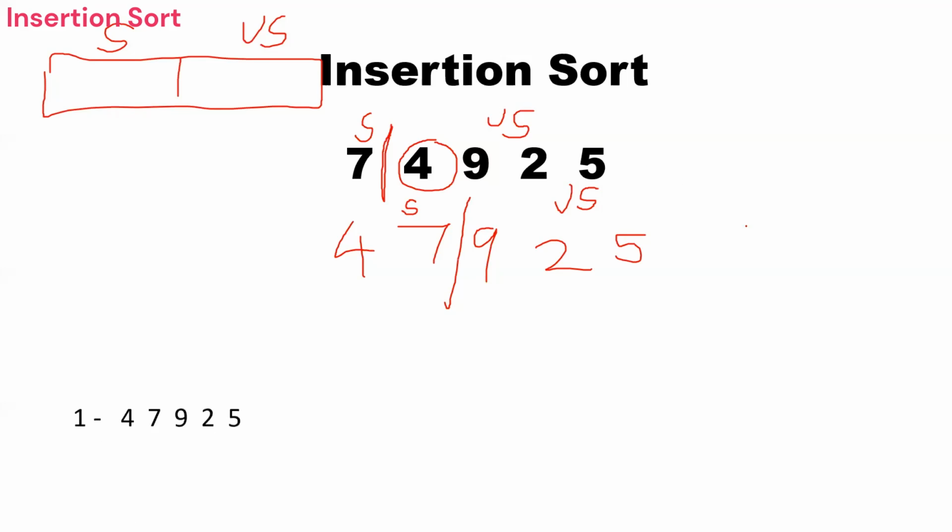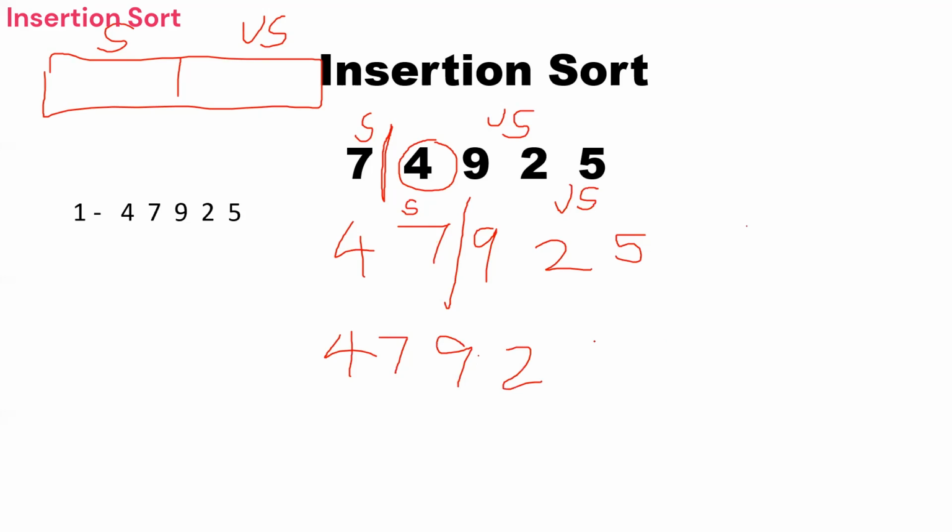So this is the first iteration. It was 4, 7, 9, 2, 5. Now in the second iteration, we're going to check if 9 is greater than 7. Yes, it's greater. So we can directly put 9 after 7, because we already know we don't need to check it with 4: if 9 is greater than 7, it has to be greater than the first element, which is smaller. So this is the same thing, and this will be the sorted list. This will be the unsorted list.